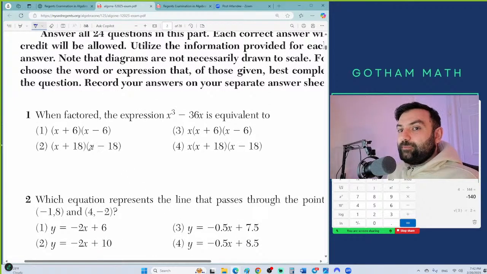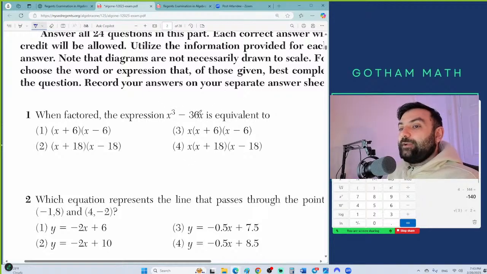Now we're starting from question number 1. When factored, the expression is equivalent to... So, by the way, guys, I never read the expressions. I try not to. We see it, we recognize what it says, and why do we actually have to say x to the third power minus 36x? It's just a waste of time. Plus, this one is not that long, but they get longer.